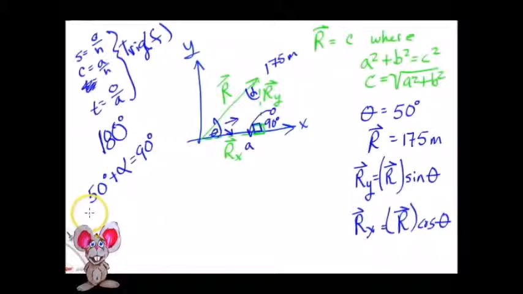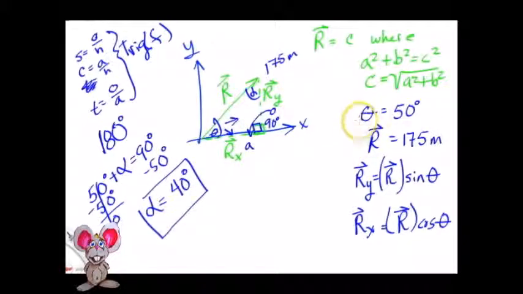We just use basic algebra. We're going to isolate that alpha by subtracting here, right? What we do to one side of the equals, we have to do to the other side of the equal sign to keep that a true statement. So alpha is equal to 90 minus 50, which is 40 degrees. So we know alpha is 40 degrees. We know that theta is 50 degrees. We know that r is 175 meters.